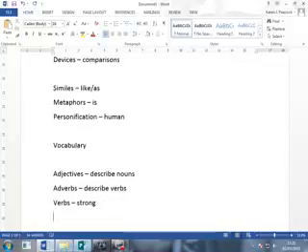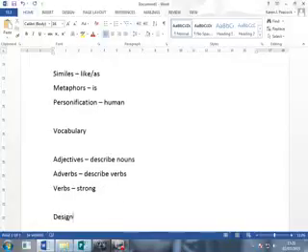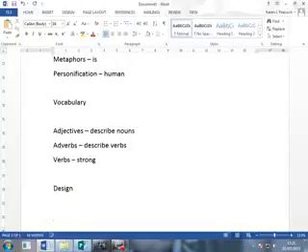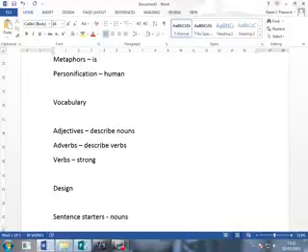Design is where you put your whole piece of writing together. Design includes a variety of things. We might think sentence starters. Many people start off sentences with nouns, and in many ways there's nothing wrong with that. But if you do it for every single sentence, it becomes really boring to read.